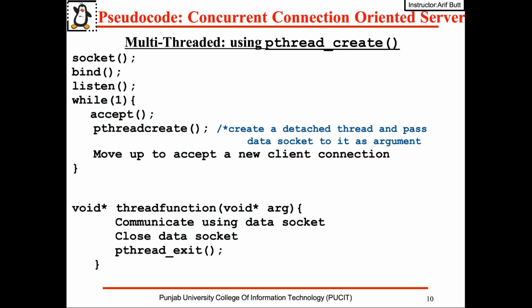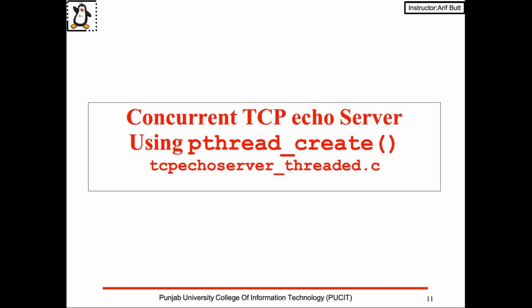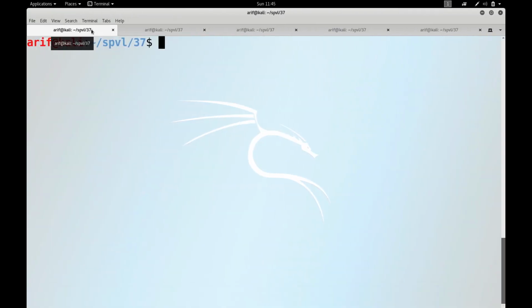Well, this slide shows the pseudocode which creates a child thread for each incoming connection to achieve concurrency. Please note that you should create a detached thread, as if the parent thread joins the newly created thread, the model will become iterative again. So we need to create a detached thread, and we know how to create a detached thread. Okay, let us now move on to the Linux terminal again to review the code and run our concurrent echo server that uses the pthread_create library call.